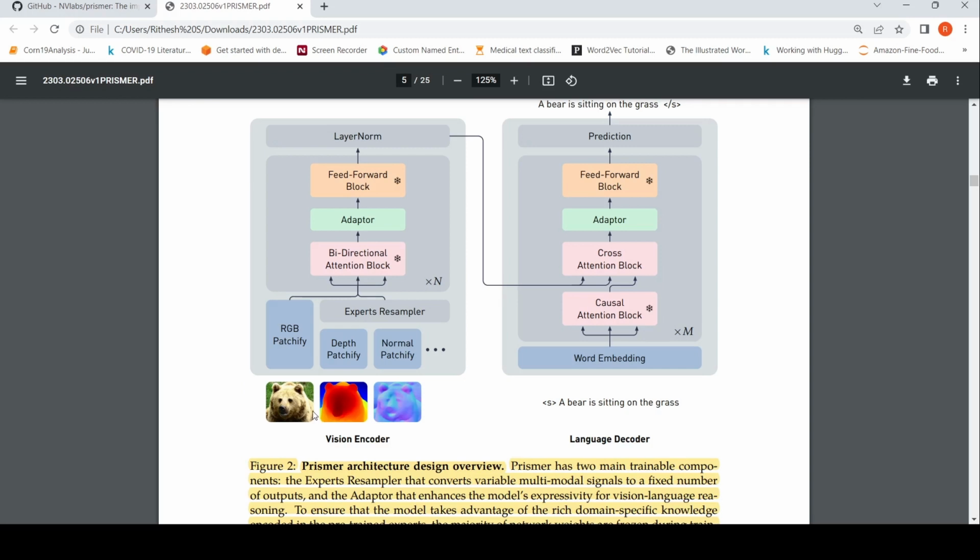So the vision encoder takes an image as an input and then it is sent to different experts, like depth, normal, object detection, segmentation, and then this is the network architecture. For example, given this bear sitting on the grass, this is the text which is produced outside.